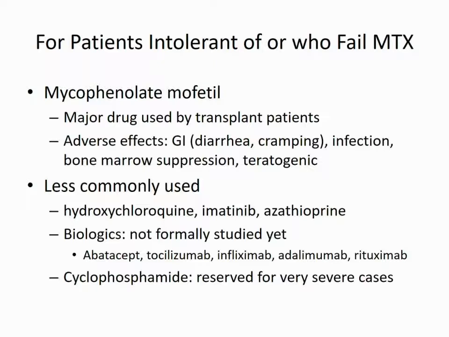Less commonly used are hydroxychloroquine, which I think is a weak drug, so not something that you would typically use for someone with very severe disease, as well as azathioprine and imatinib. Biologics have not been formally studied, but there are a number of case reports, and we know that these drugs are often good for patients with arthritis. Some of our patients have arthritis, so it's been used in these patients and has been shown to be of benefit, but it's also been used in patients that don't have joint issues. And cyclophosphamide is a very strong immunosuppressant, but it has very toxic side effects, so that's really reserved for very severe cases.